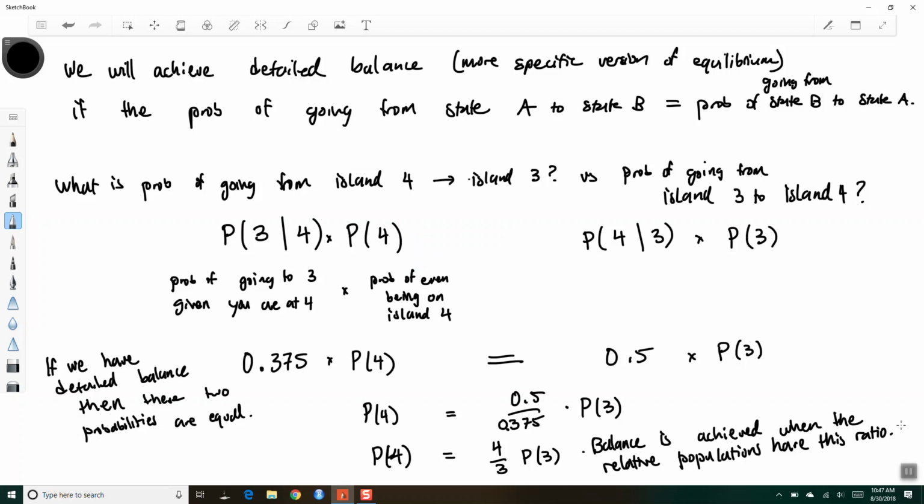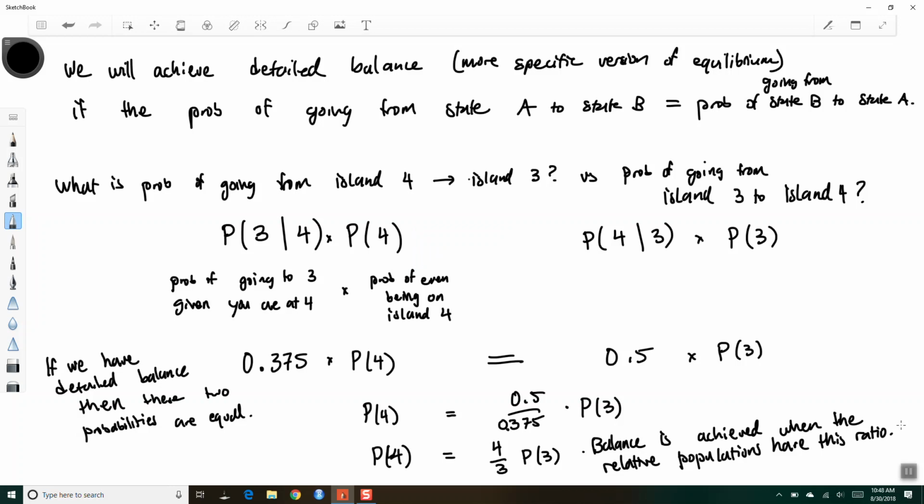Okay, and we can do the same thing for the relationship between island 4 and island 5. We'll find a similar setting: island 5 needs to be 5/4 the size of island 4, which needs to be 4/3 the size of island 3. So you'll see that island 5 needs to be 5/3 the size of island 3. Okay, and this can be applied, and you could find out the relationship between all of the islands.